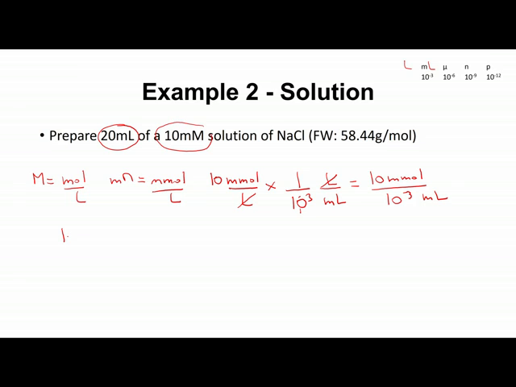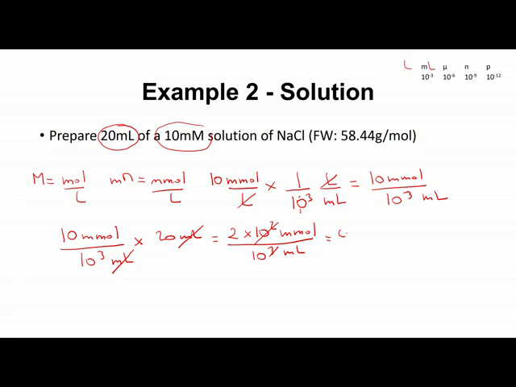So you have 10 millimoles times 10 to the 3 milliliters times 20 milliliters. This would give us 200, so 2 times 10 to the 2 millimoles over 10 to the 3 milliliters. Now we can start simplifying here a little bit. So this will be 10, so this stays 10. So it will be basically 0.2 millimoles.